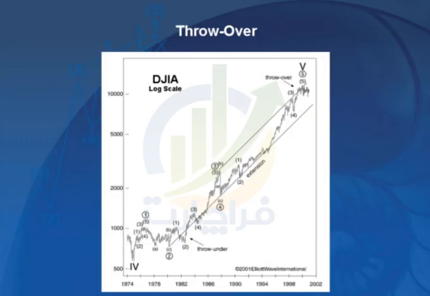If wave 5 terminates above the upper trend line of the channel, we call that a throw-over. If wave 4 terminates below the lower trend line of the channel, one can expect wave 5 to be a throw-over and terminate above the upper trend line of the channel.